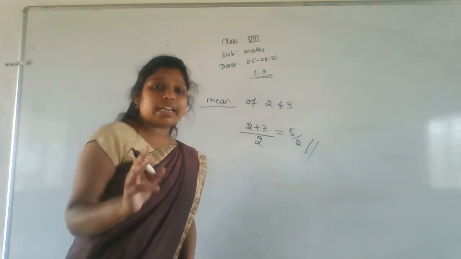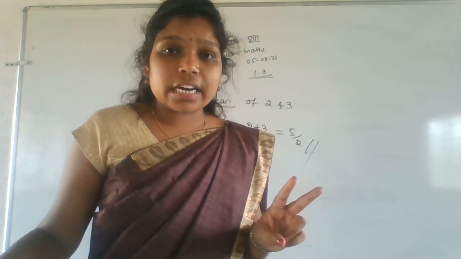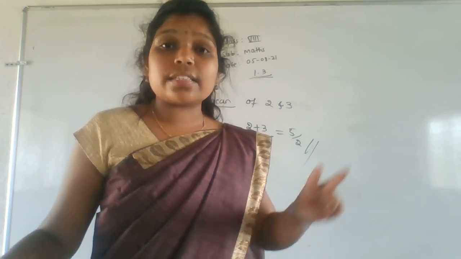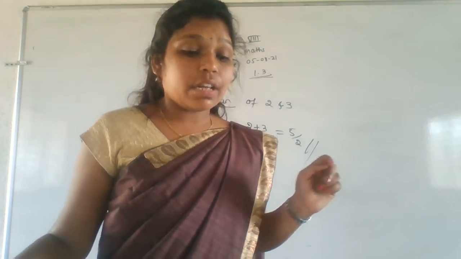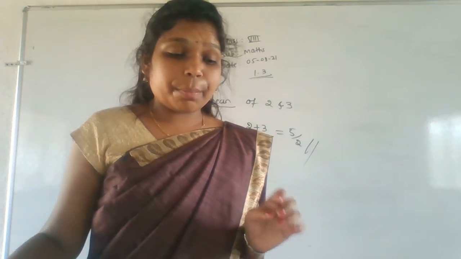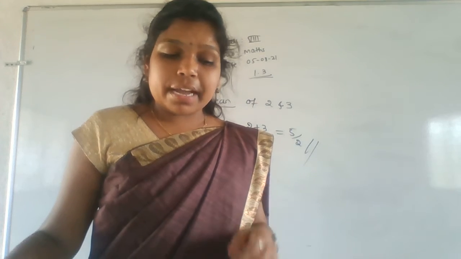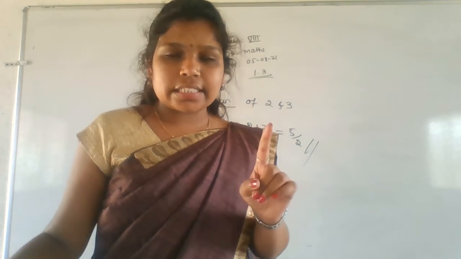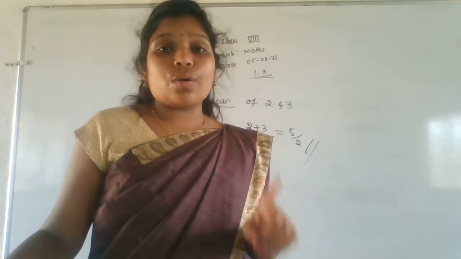Whenever they give two numbers, what is the mean of that? Add those two numbers and divide by 2. That is called the mean of those two numbers. Getting everyone? So now they told here to find the rational numbers between 13 by 16 and 18 by 16 using the mean method. Only one rational number you have to find here, but using the mean method.